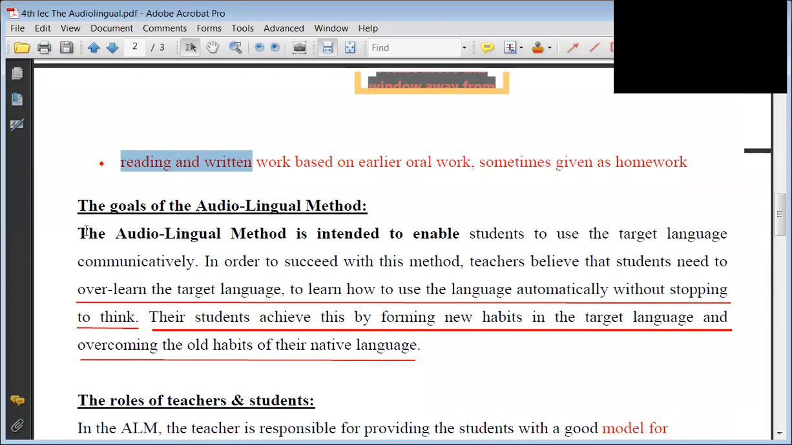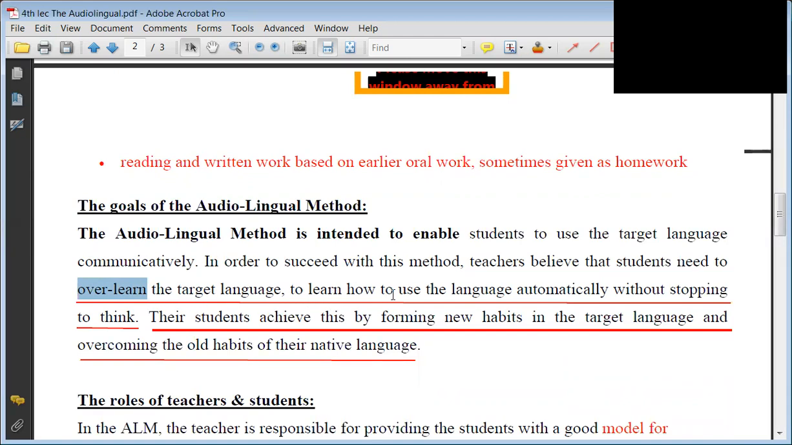Okay. The goals of the audiolingual method. The audiolingual method is intended to enable students to use the target language communicatively. So again, to use the language, not like the grammar translation method. In order to succeed with this method, teachers believe that students need to overlearn. What does that mean? It means that they repeat the same pattern again and again and again until they become familiar and produce it automatically, like machines.